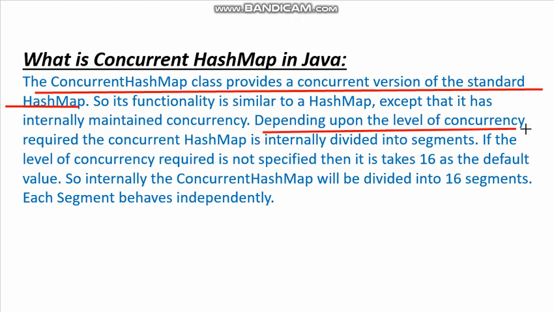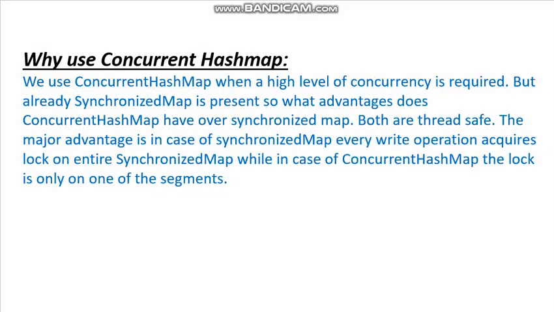Depending upon the level of concurrency required, the ConcurrentHashMap is internally divided into segments. If the level of concurrency required is not specified, then it takes 16 as the default value. So internally, the ConcurrentHashMap will be divided into 16 segments. Each segment behaves independently. So now we will learn why to use ConcurrentHashMap.